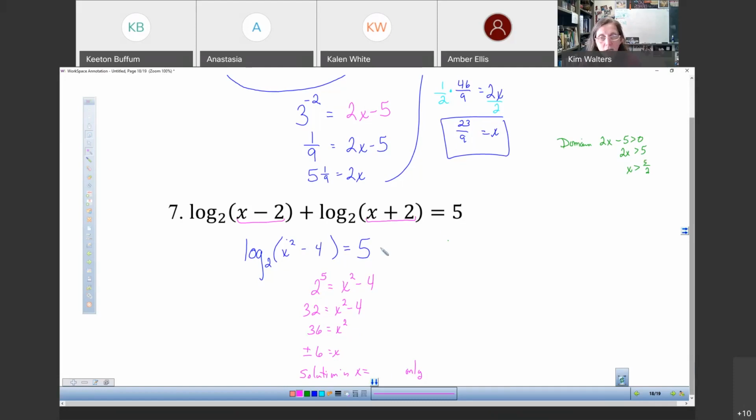If you're checking your domain, my x minus 2 has to be greater than 0, so x has to be greater than 2. X plus 2 also has to be greater than 0, so x has to be greater than negative 2. It has to satisfy both of these, and negative 6 does not. So it is x is equal to 6 only. Please note we have to reject x is equal to negative 6 because it doesn't fit either one of these. So just be really, really careful here.